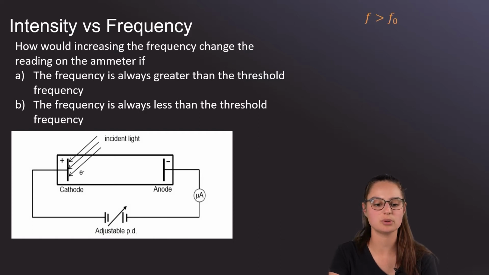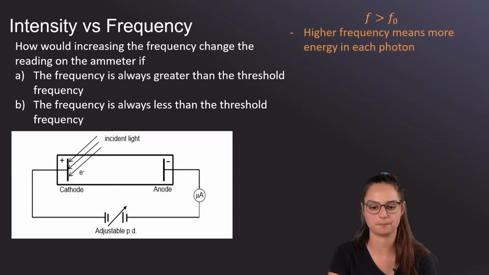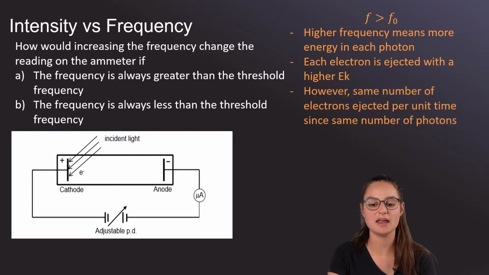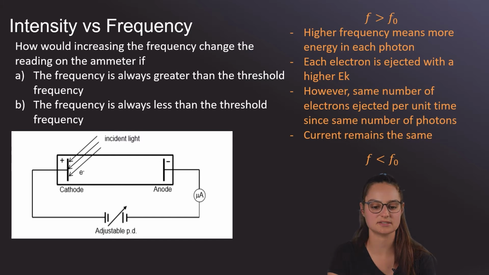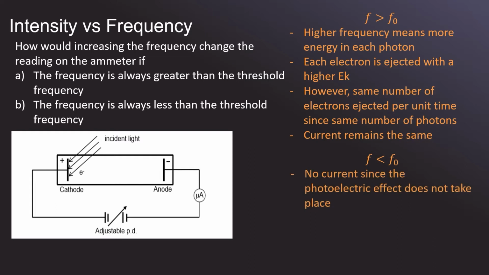So in A, if the frequency is always greater than the threshold frequency, a higher frequency means more energy in each photon. Each electron is ejected with a higher kinetic energy. However, the same number of electrons are going to be ejected per unit time since there is the same number of photons. So the current remains the same through the ammeter. But now, question B asks, what if the frequency is always less than the threshold frequency? Well, there's going to be no current since the photoelectric effect does not take place, just like in our last example.